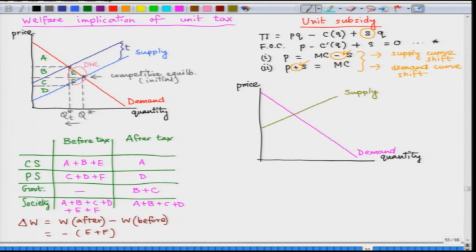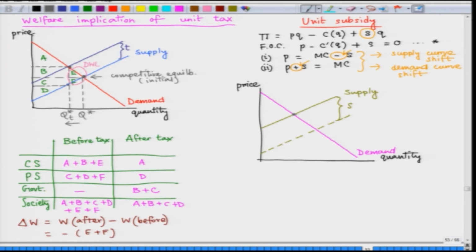Okay, and let us now talk about the supply curve shift. So, we have to basically talk about a parallel downward shift of the supply function, and that is basically giving me the difference between this broken line and the solid line. The original supply curve and the changed supply curve gives me the unit subsidy rate, which is given by S, right.